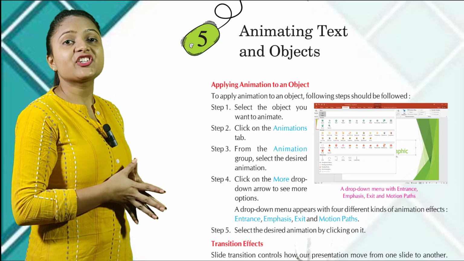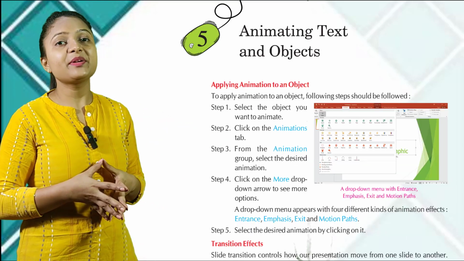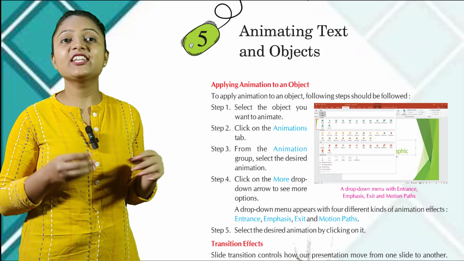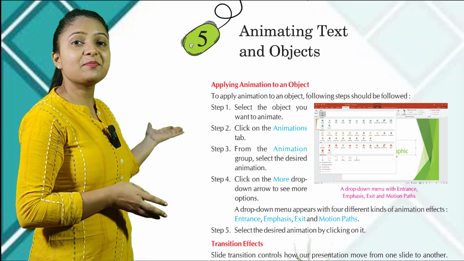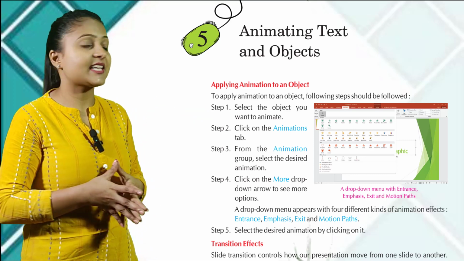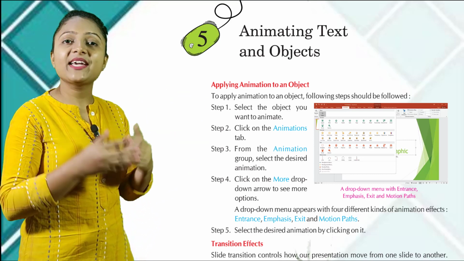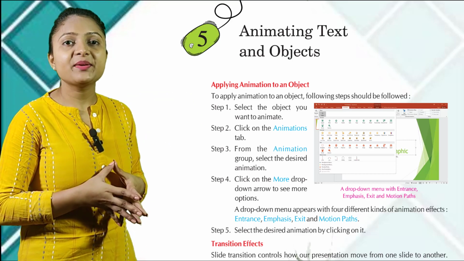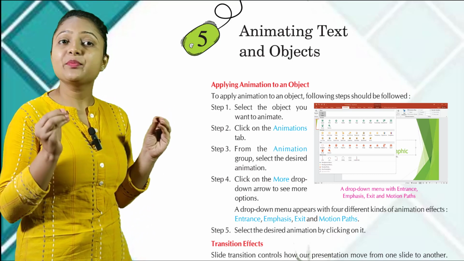Applying animation to an object. To apply animation to an object, the following steps should be followed. Step 1. Select the object you want to animate. Step 2. Click on the Animations tab. Step 3. From the Animation group, select the desired animation. Step 4. Click on the More drop-down arrow to see more options.